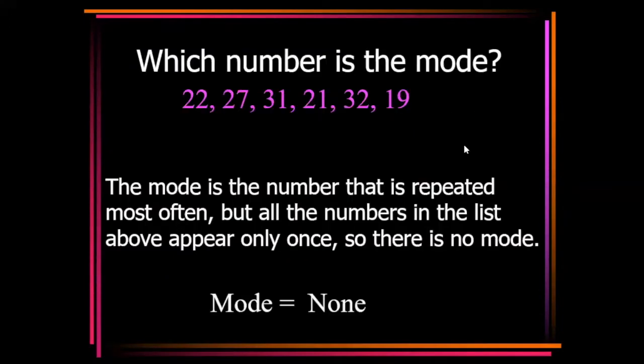Which number is the mode? We have 22, 27, 31, 21, 32, and 19. Okay, good job to those who are saying that there's no mode. The mode is a number that is repeated most often. But all of the numbers in the list above appear only once. So there is no mode.